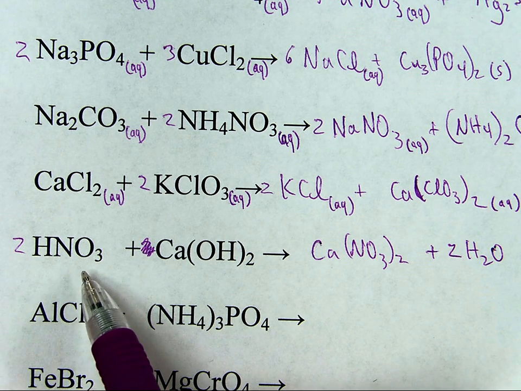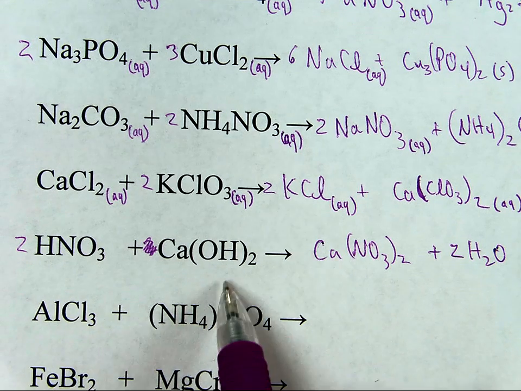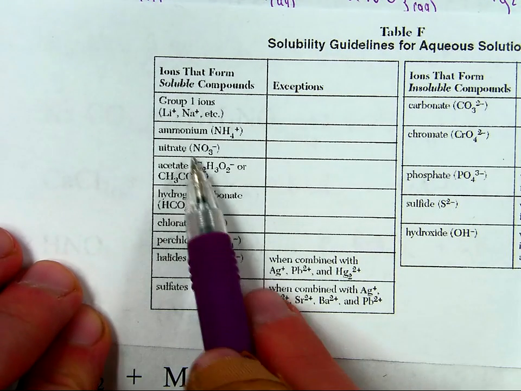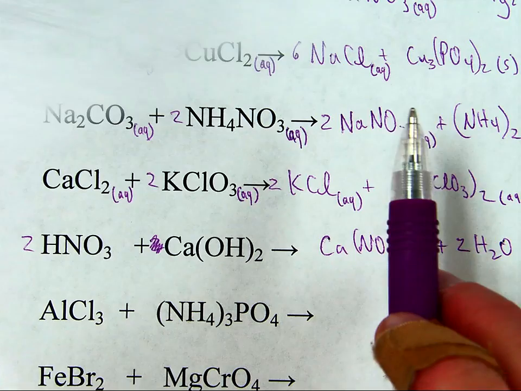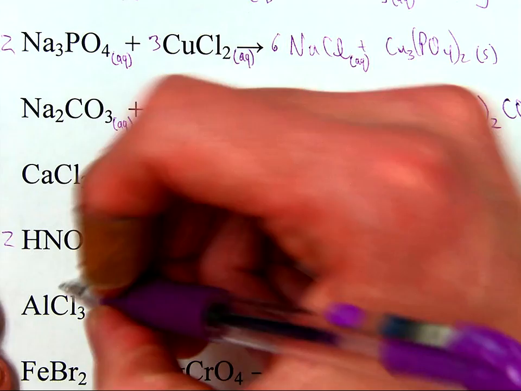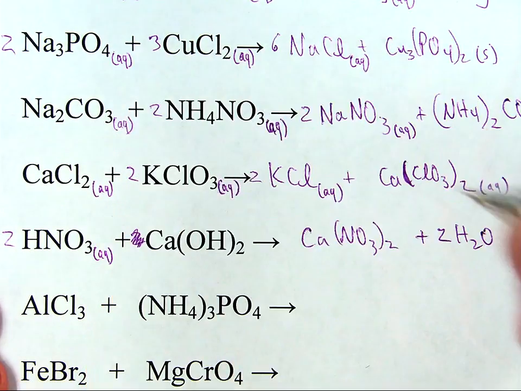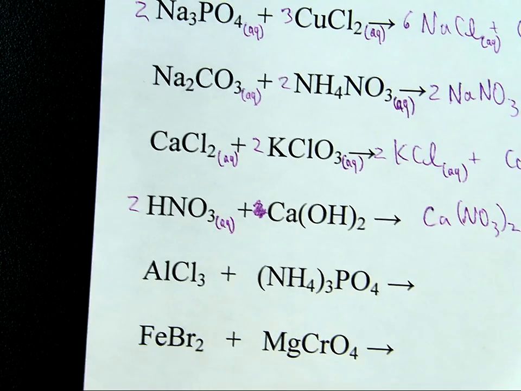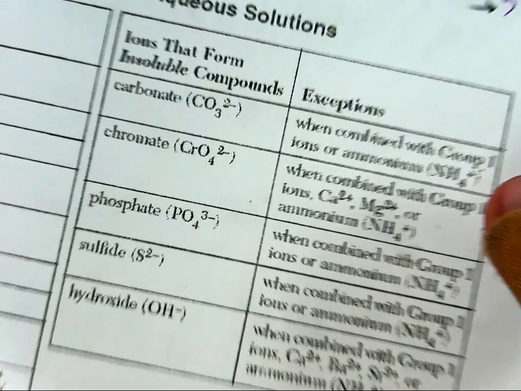Nitrates. Going back to here, we look at nitrates and see that all nitrates are soluble, no exceptions. So I'm going to say aqueous and aqueous. And then what about the calcium hydroxide? I look at hydroxides. Will it dissolve in water?